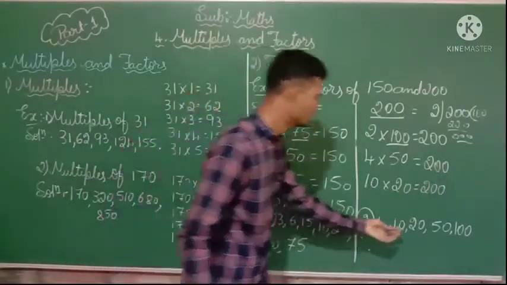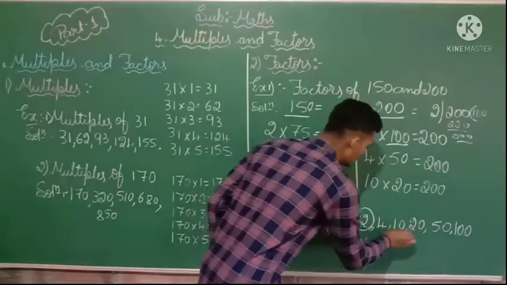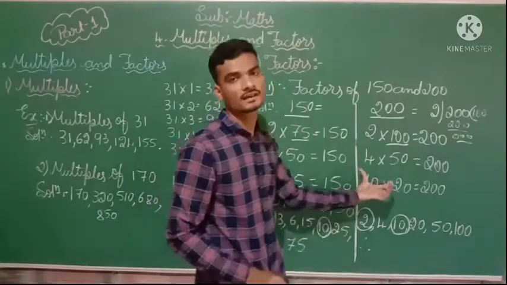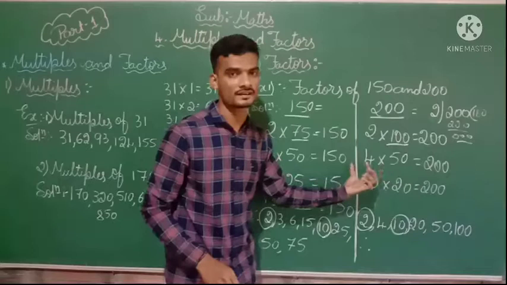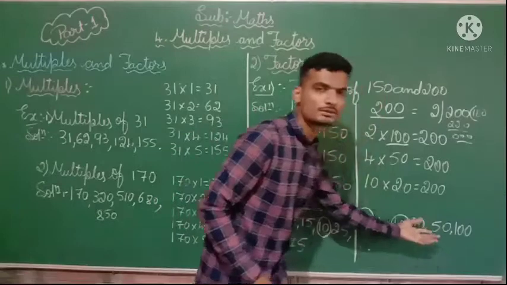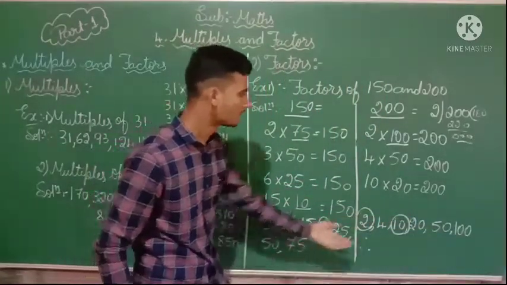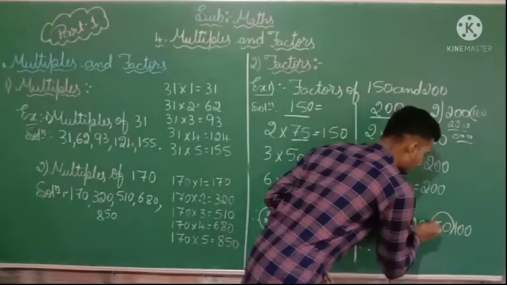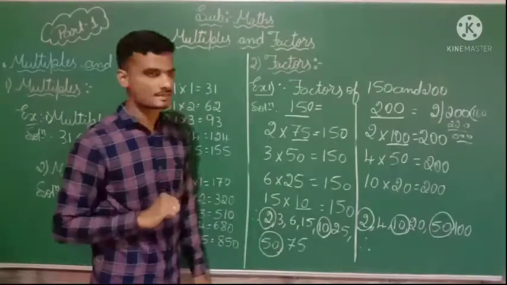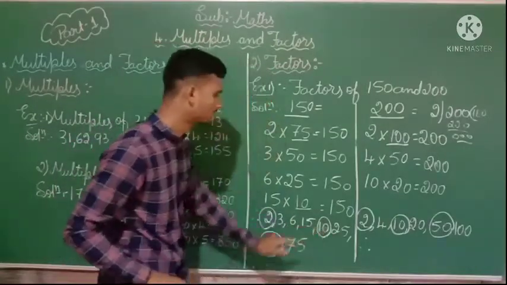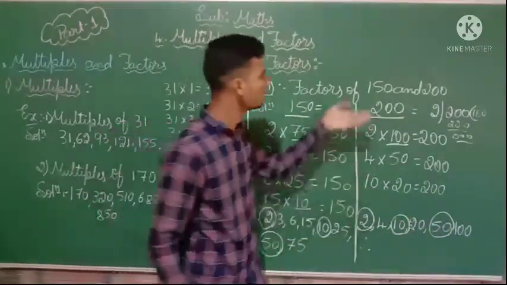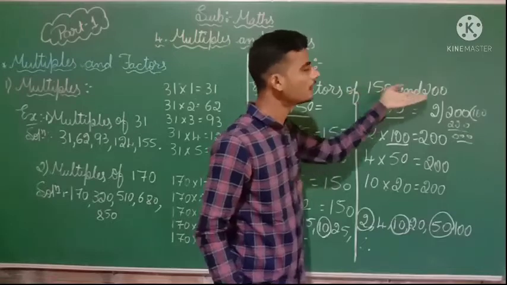And 10. See, here is 10, so we round off 10. The number should be present in both the factors, then only we call it a common factor. Then 25, here there is no 25. Then 50, here is a 50, so you round off this 50 and this 50. Now we got three factors: 2, 10, 50. These are the three common factors we have found for the numbers 150 and 200.